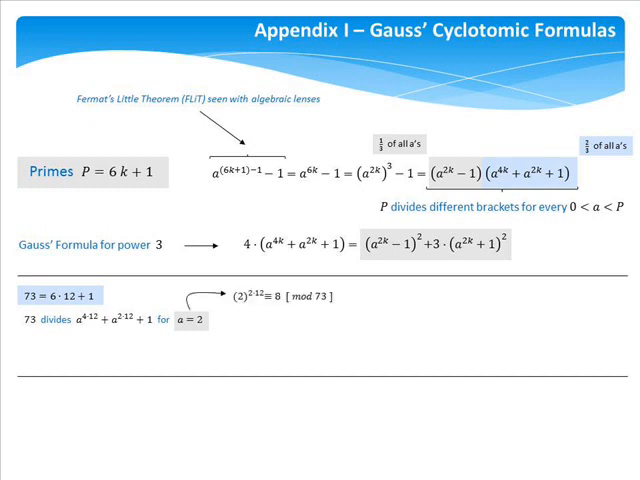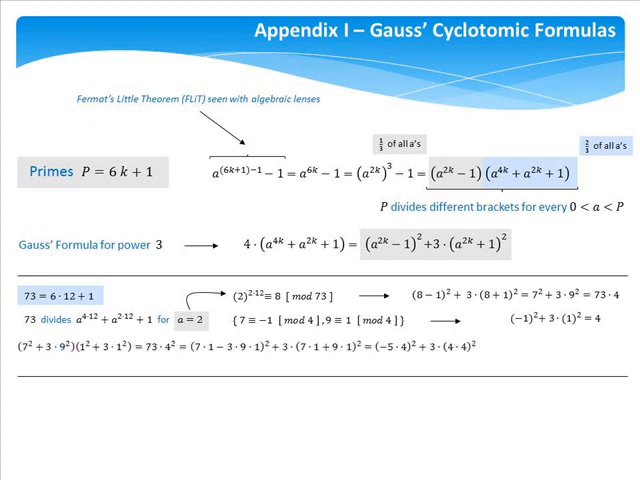We can scale down the values involved by finding out the residue of 2 raised to 2 times 12 modulo 73, which is 8. Substituting this in Gauss cyclotomic formula, we arrive at 7 squared plus 3 times 9 squared equals 73 times 4. Employing the simple descent, we compute the residues of 7 and 9 modulo 4, yielding minus 1 and 1 respectively. Consequently, 1 squared plus 3 times 1 squared equals 4.